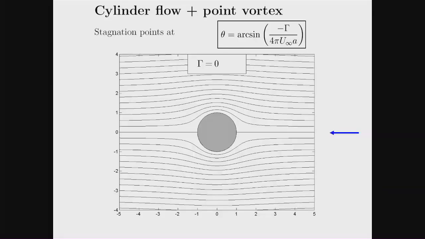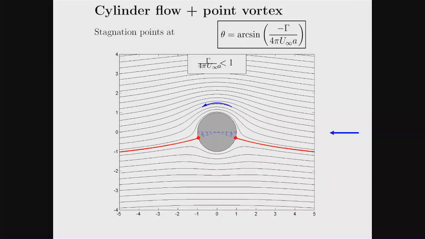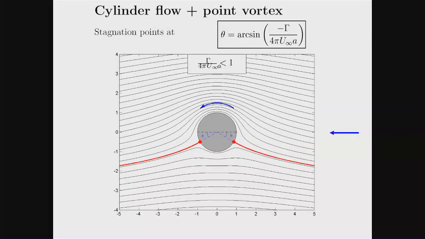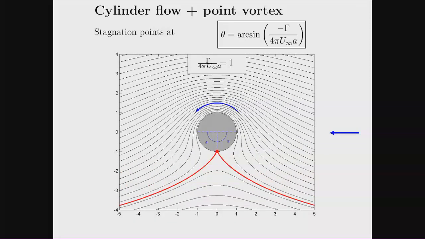So looking at this again, now my circulation is 0. For the cases where gamma over 4 pi u infinity a is less than 1, you can see that the stagnation point lies along your cylinder, but the angle theta increases. And when gamma over 4 pi u infinity a is exactly equal to 1, you only have one stagnation point, at theta equals pi over 2.